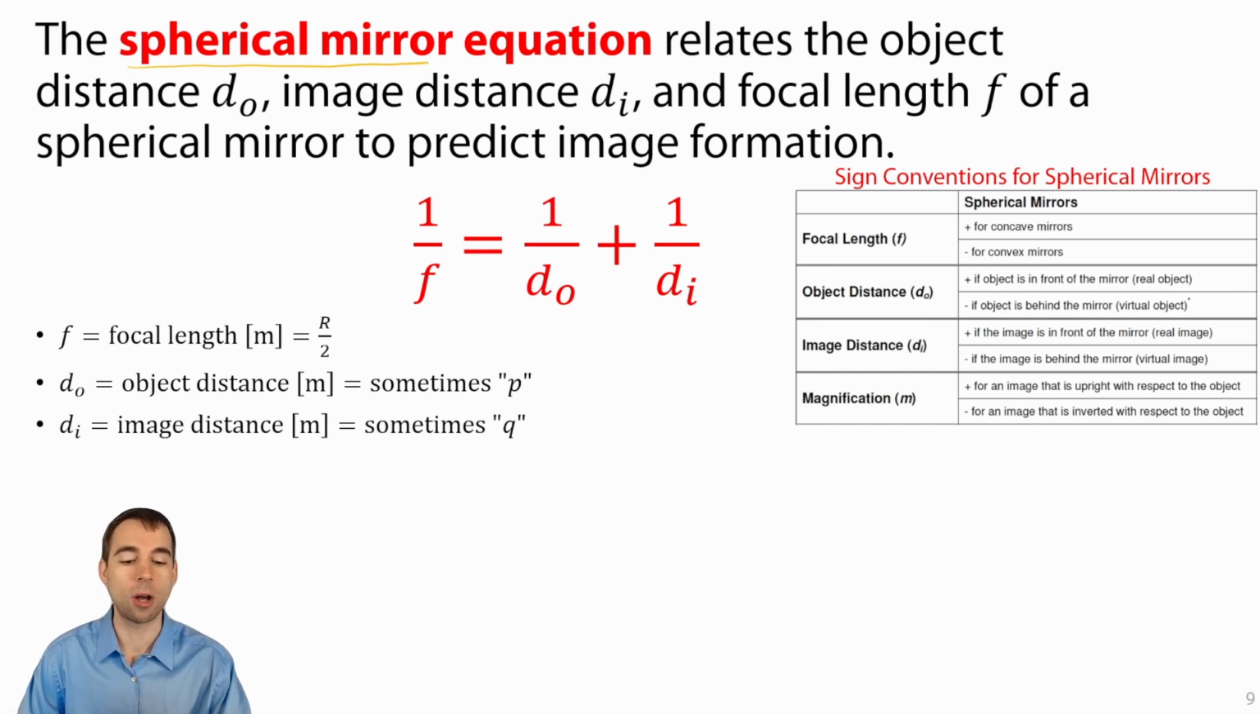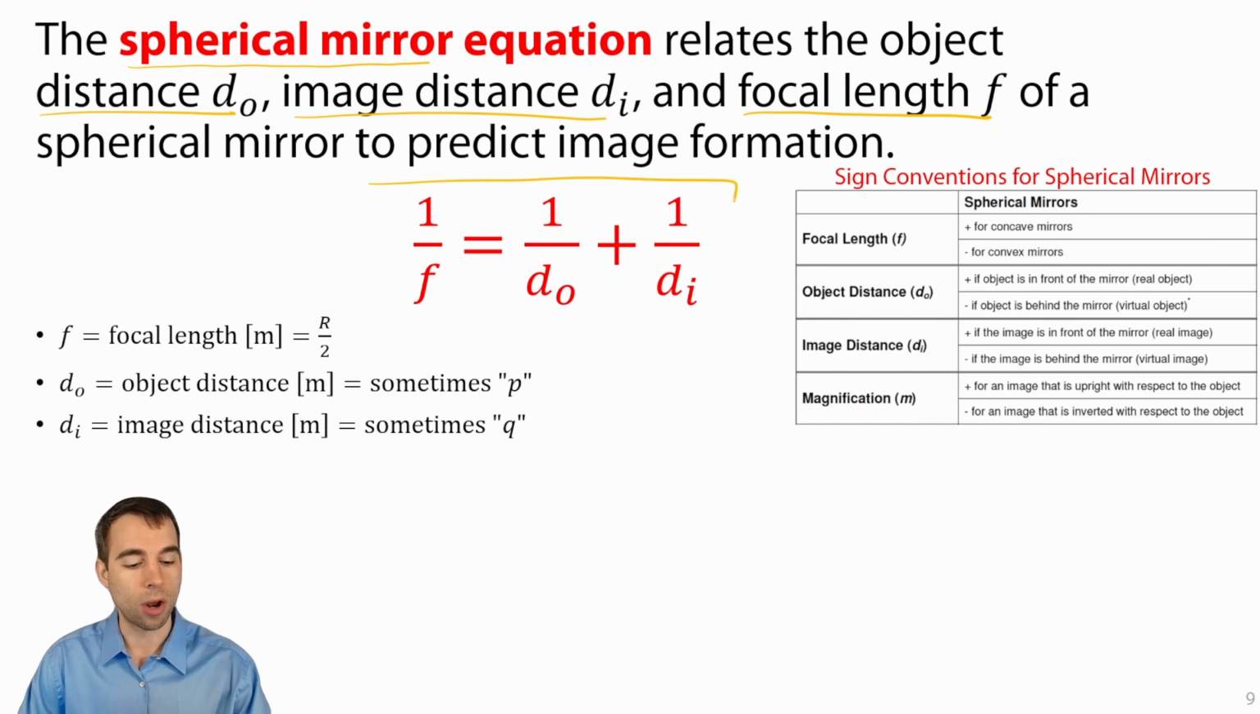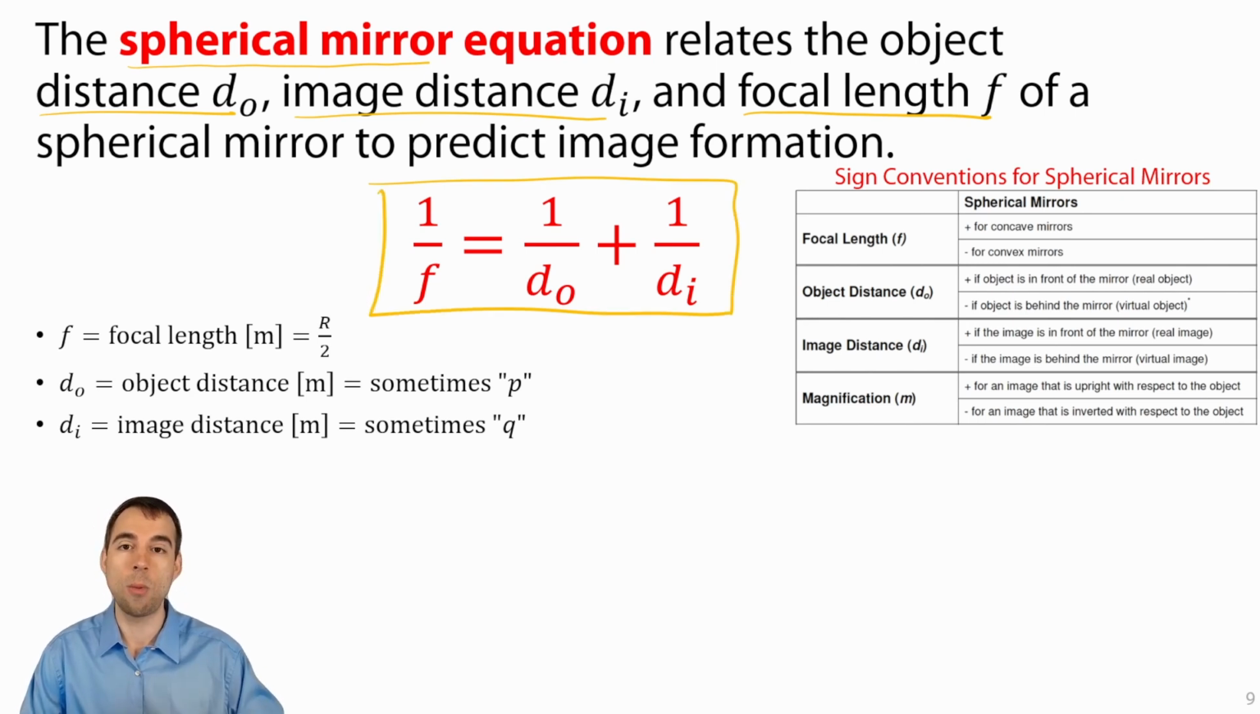The first one will be called the spherical mirror equation, which essentially takes the object distance DO in meters, the image distance DI in meters, and the focal length, which is the distance from the mirror to the focal point, and it relates them all: 1 over F equals 1 over DO plus 1 over DI. All of the units are given, and sometimes DO will be written as the letter P, and sometimes it will be written as Q, but I prefer using DO and DI.